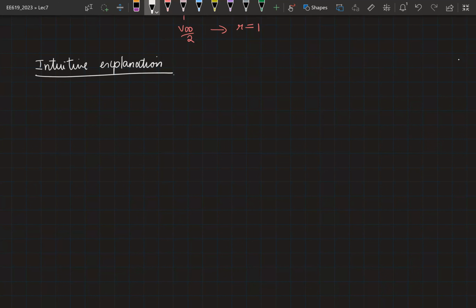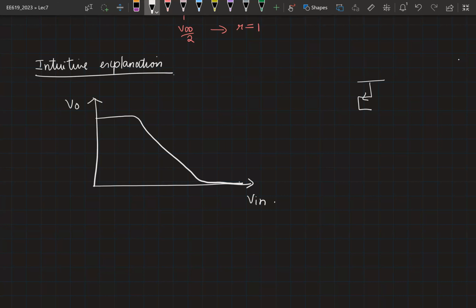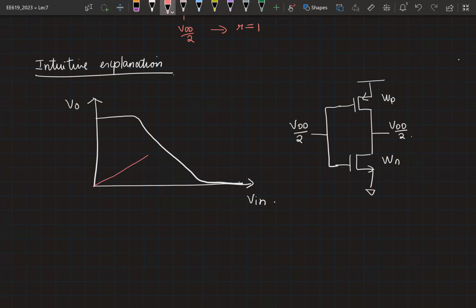So I'm going to exaggerate the transition region. Let's say I have set my WP and WN such that VDD by 2 is the midpoint voltage. So if I apply VDD by 2 at the input, I get VDD by 2 at the output. So what that means is, if I were to plot the V0 equal to V in line, it is going to intersect at VDD by 2.